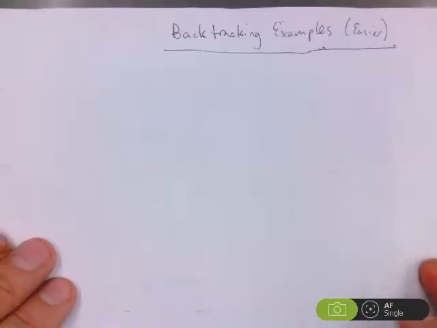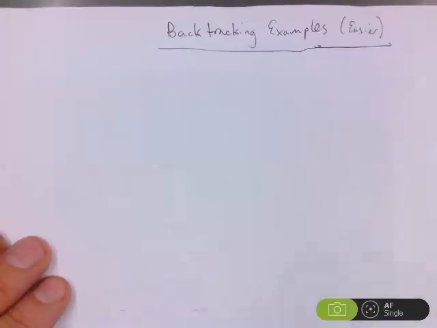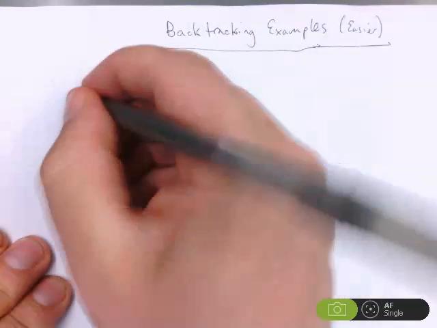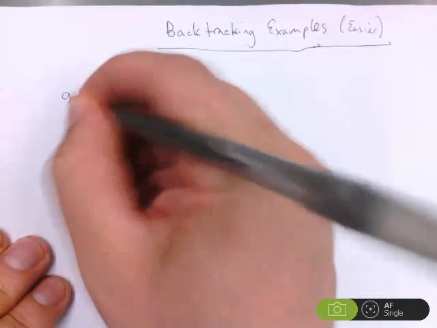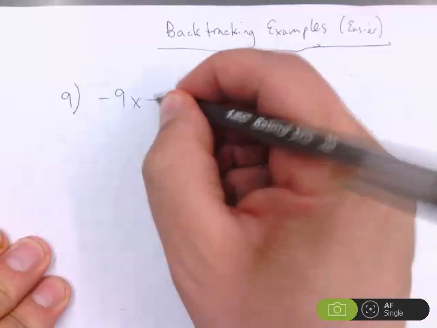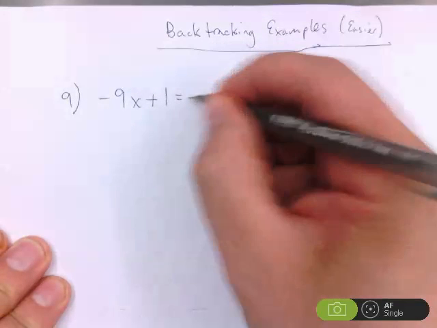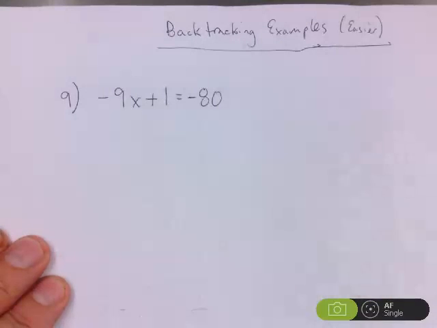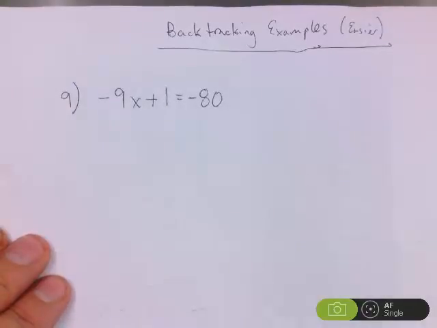This is Mr. Collodi again, and I'm just going to show you a couple easier backtracking examples, to see how this works and get ourselves used to it. This is number 9 in your course pack: negative 9x plus 1 equals negative 80. We know we've got our traditional method, and you can handle that, no problem. But we're just trying to get our feet wet with this forward, backward.